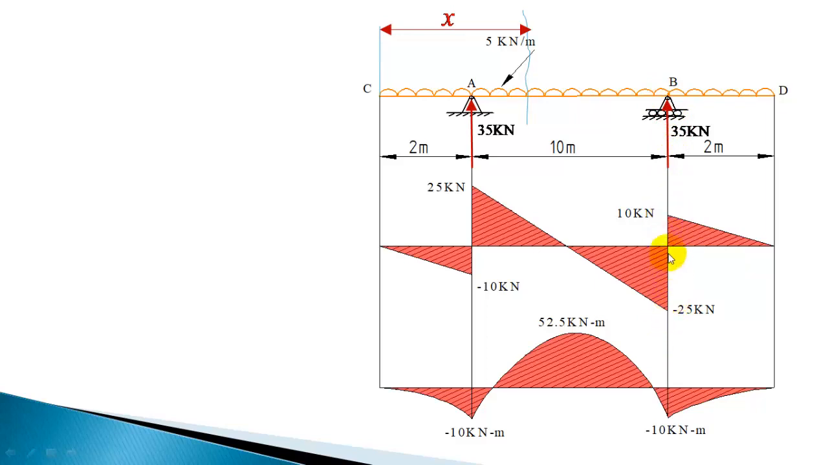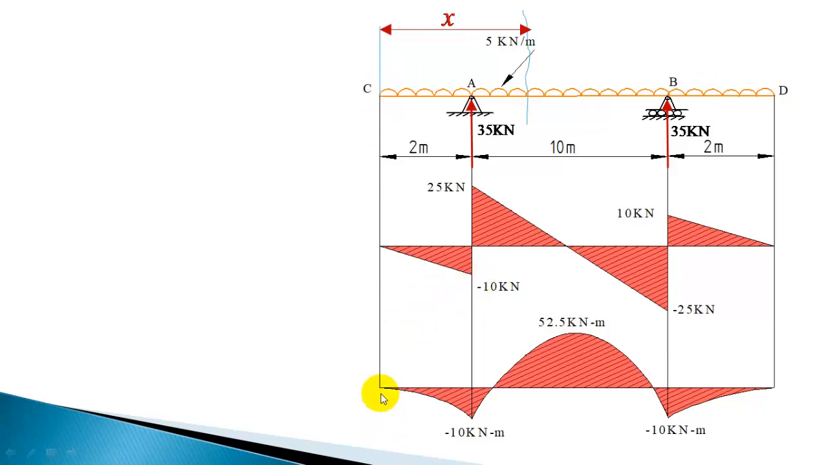Again, the change you can observe is because of this point load of 35 kilonewton. The change is 35, an increase because it's an upward load. So that is 10 minus minus 25, the total change is 35. So wherever point loads come, there will be a sudden change in shear force, and if it's an upward load, shear force will increase. If it's a downward force, shear force will decrease at that point. So this completes the shear force diagram.